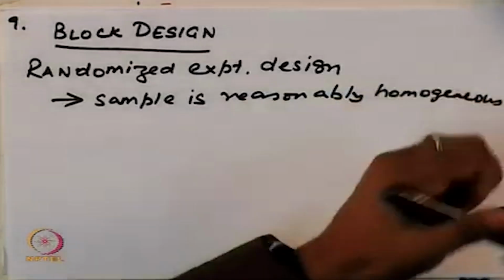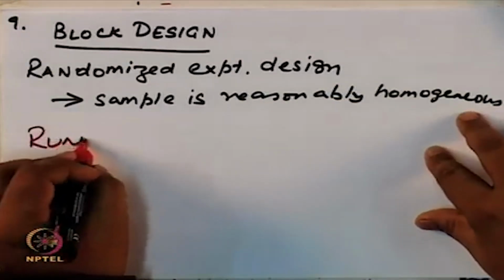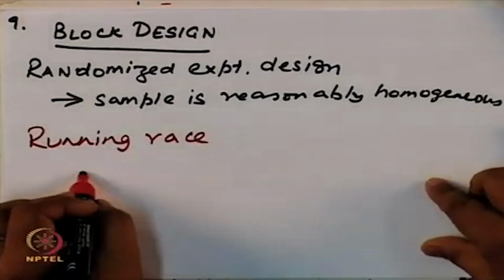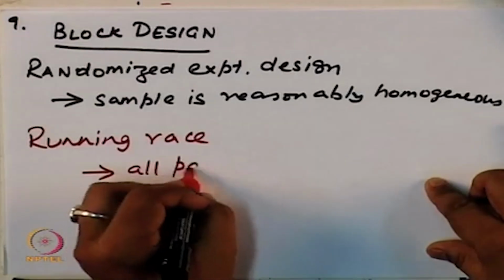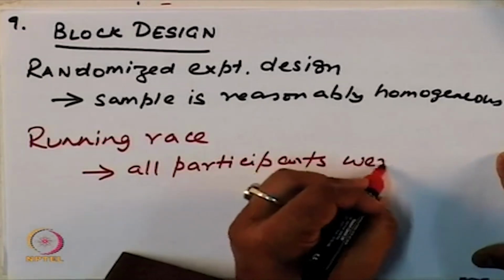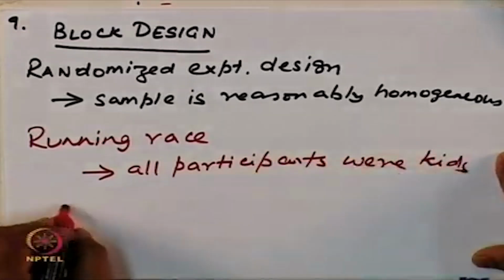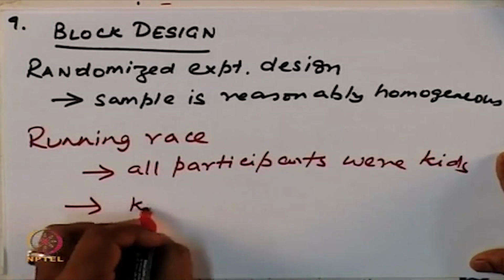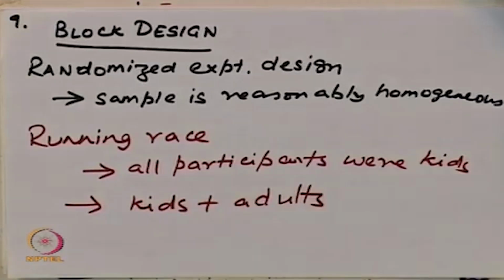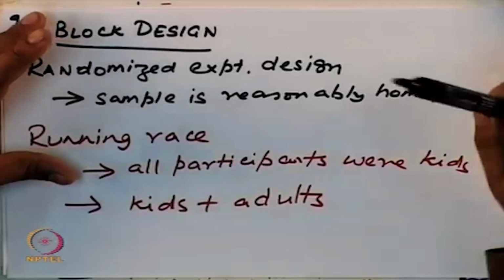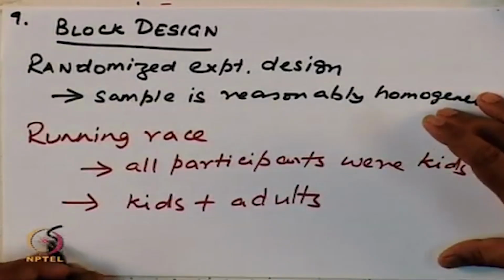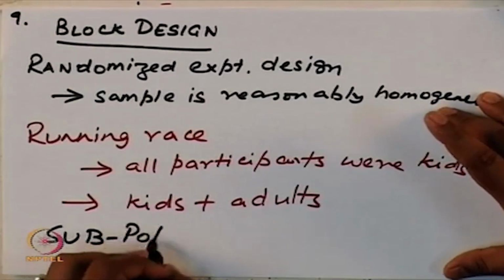For example, if you take a running race, what you measure would be very different if all participants were kids versus participants had both kids and adults. So, this is what the aim of randomized block design is to do: to take into account that you have various subpopulations in your main population.